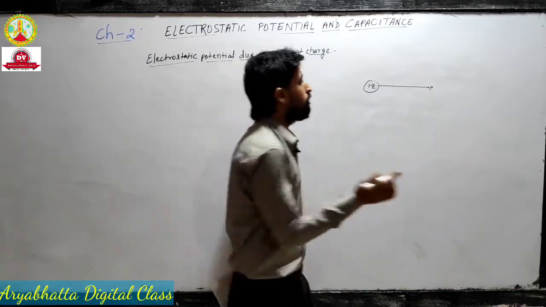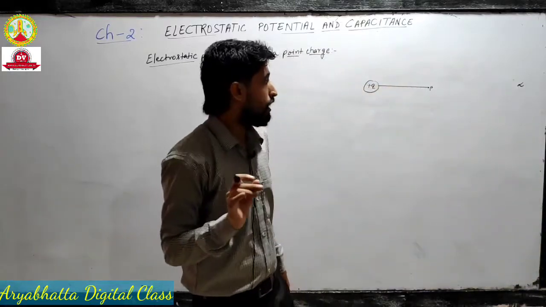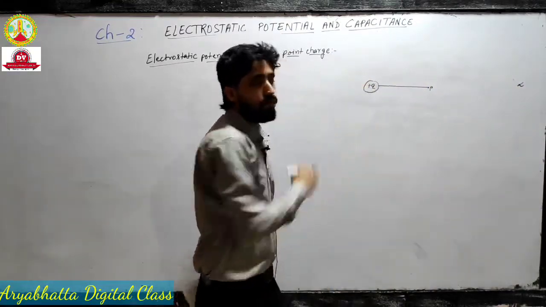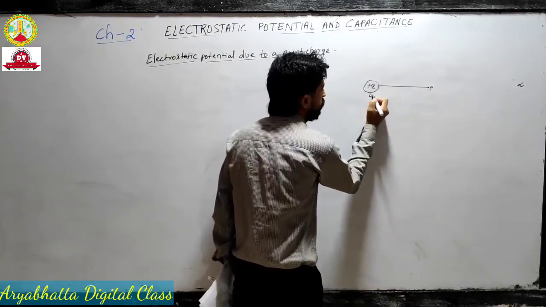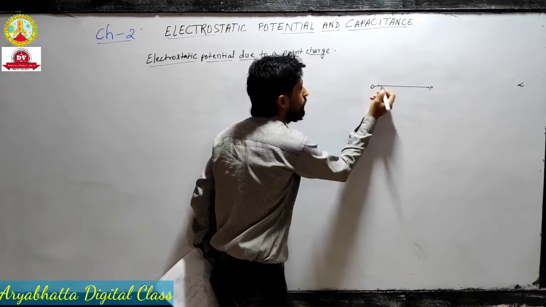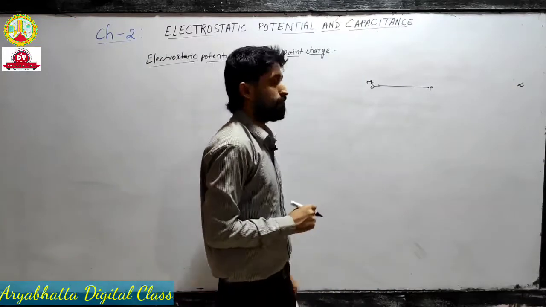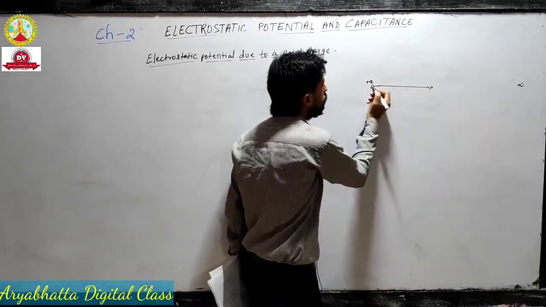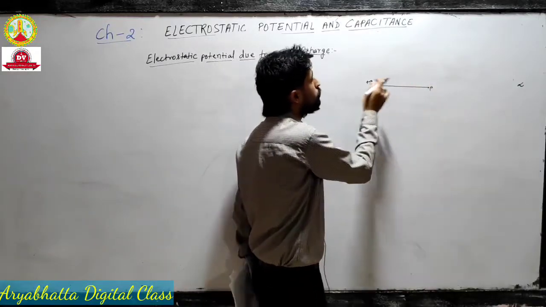Means how much work I would have to do to bring a charge from infinity to the point P. Fine. The force is nothing but your plus Q. Let's say this plus Q is situated at point O. At point O, some charge plus Q is there, right? And we want to find the electric potential at point P due to this point charge Q. Again I am repeating, we want to find the electrostatic potential at point P due to this charge.